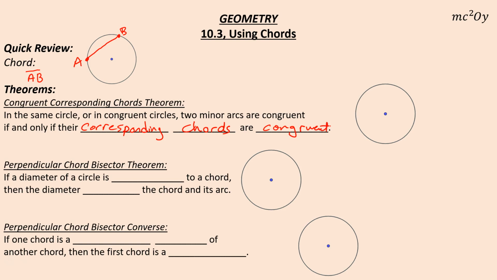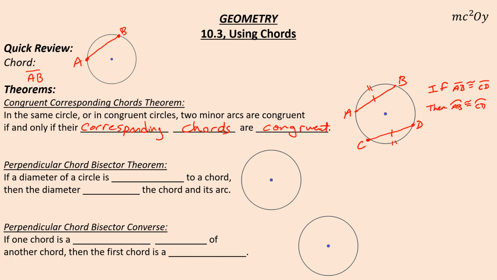Okay, so if we had 2 chords, we'll call that one A, B again, and call this one C and D. So we have 2 chords connecting those points on the circle. As long as those chords are congruent, so if AB is congruent to CD, then arc AB will be congruent to arc CD. Okay, so that arc would be congruent to that arc.